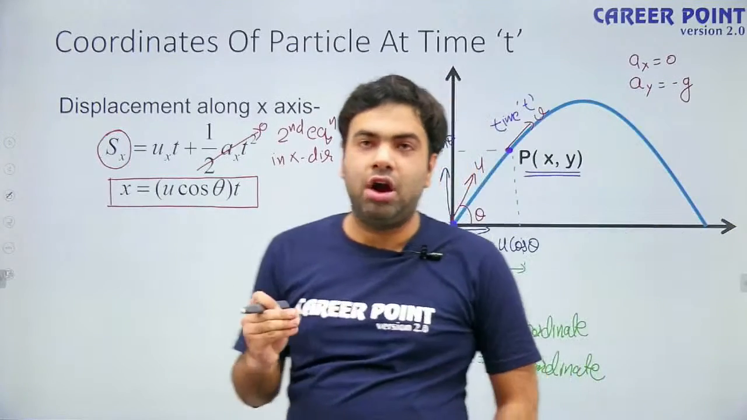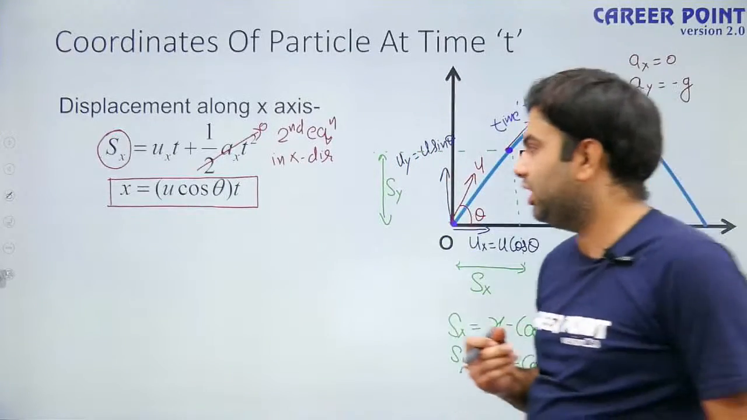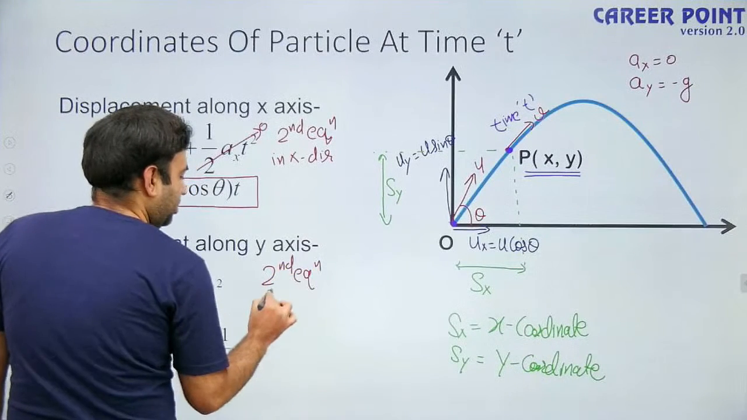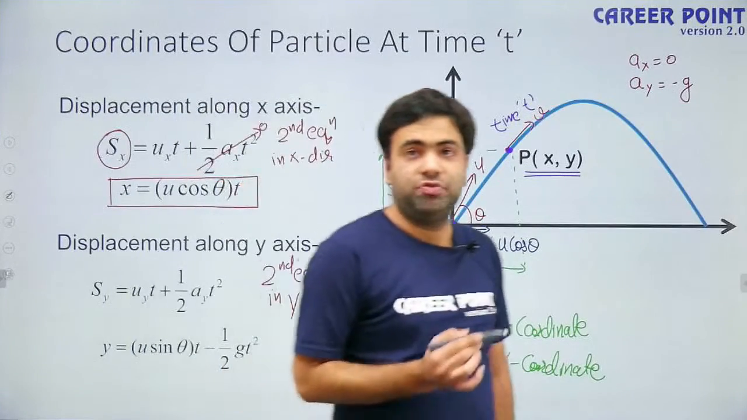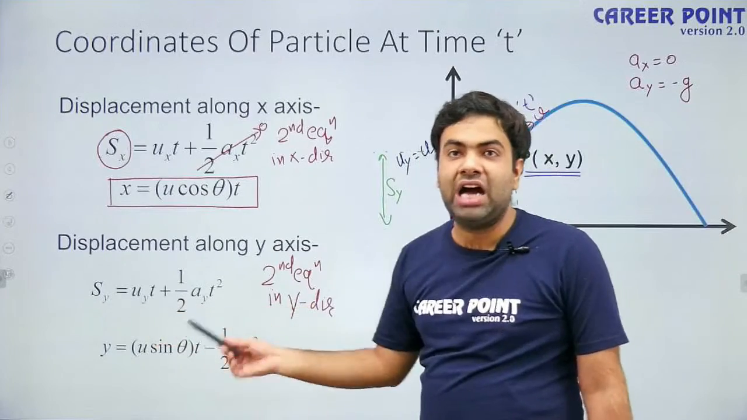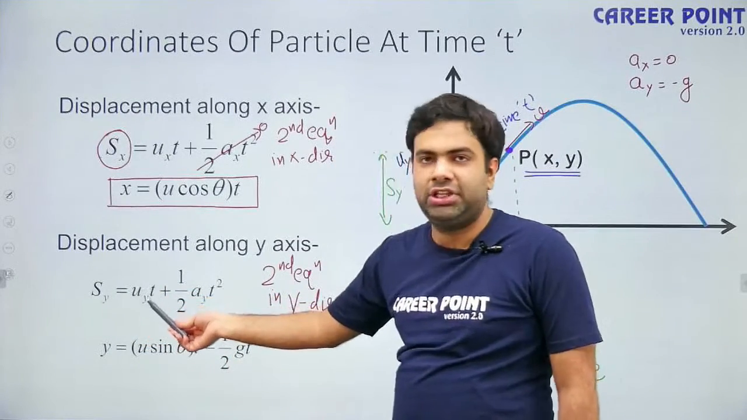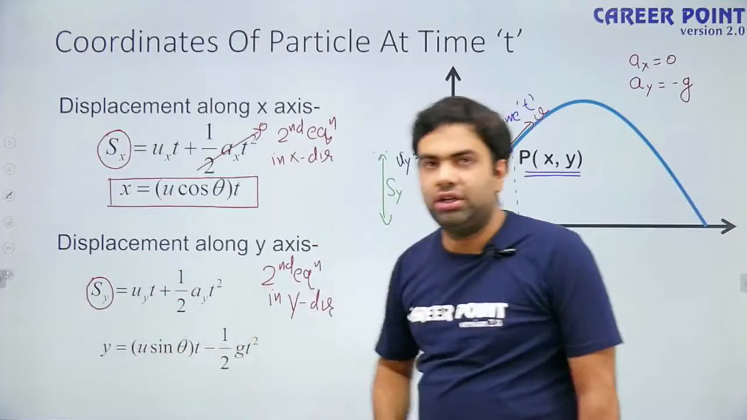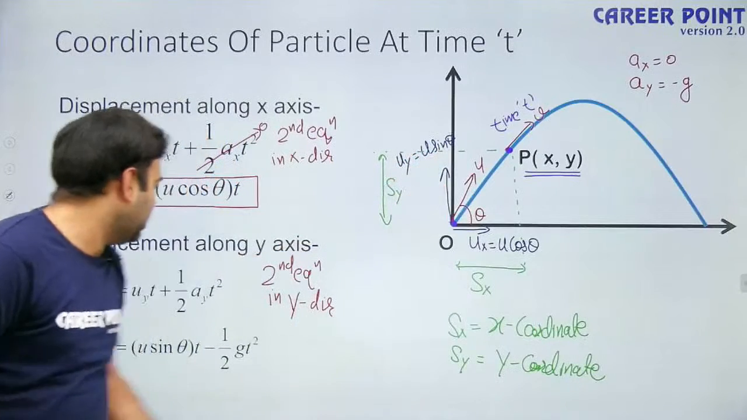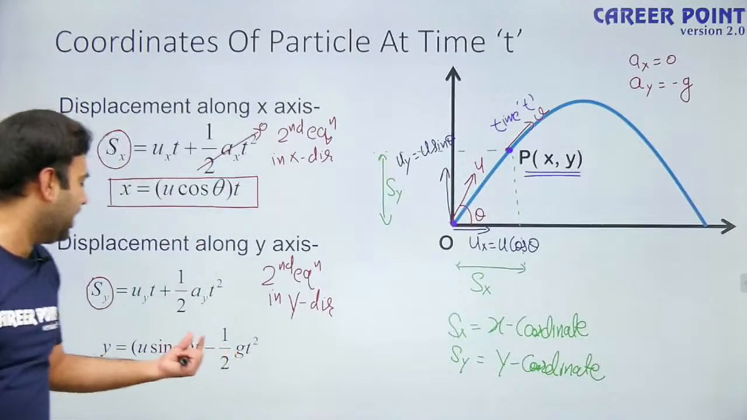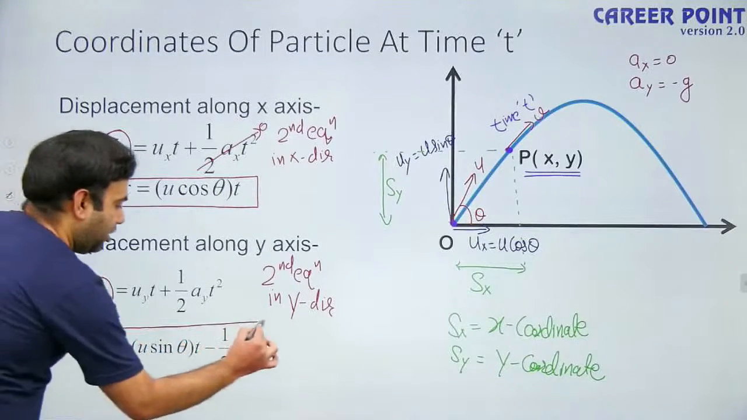Now let us calculate the y coordinate by calculating displacement in y direction. Okay, so what is displacement along y-axis? Displacement in y direction, I'm assuming it is sy. If I apply the second equation of motion in y direction, that is s is equal to ut plus half at square, where s, u and a, they all are in y direction. Displacement in y direction is equal to initial velocity along y direction into t plus half acceleration along y direction into t square. So displacement in y direction is equal to y coordinate. Initial velocity in y direction, uy, is equal to u sine theta. So put u sine theta here, t as it is. Minus, why minus? Because ay is minus g. Put the value of ay, you will get minus half gt square. So this is the y coordinate at any time.